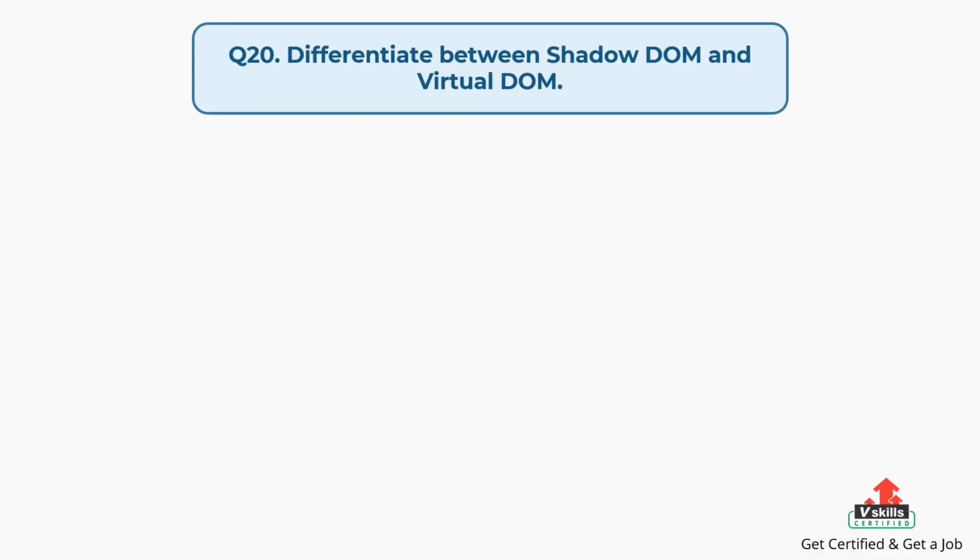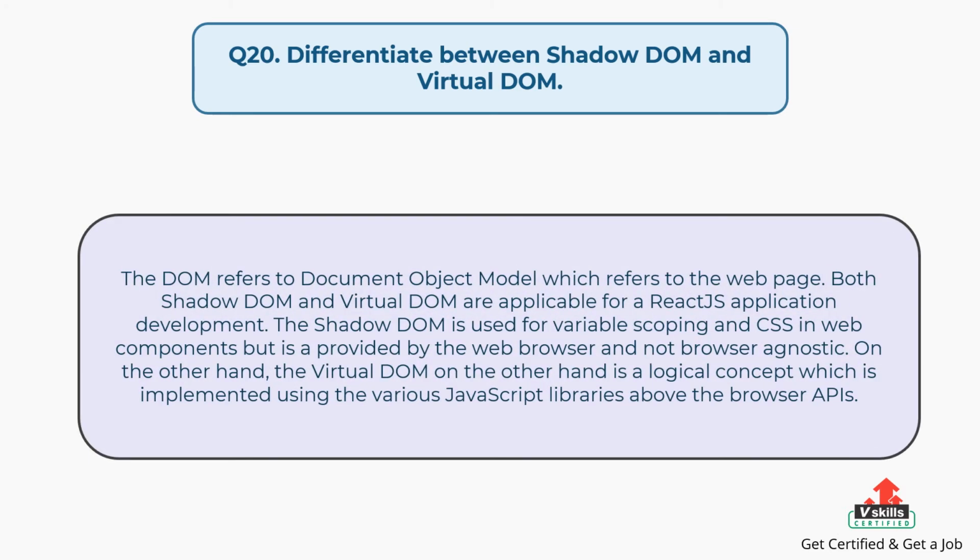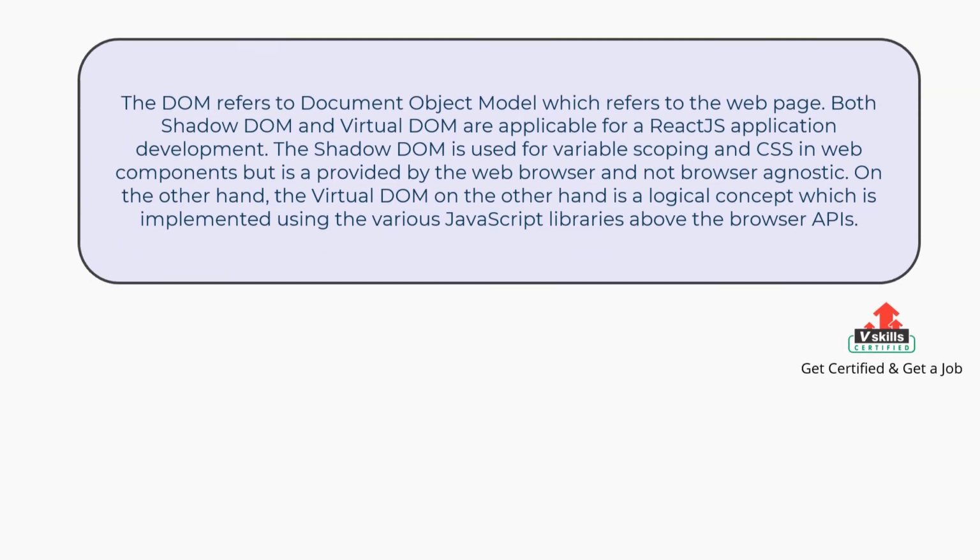Question number 20. Differentiate between shadow DOM and virtual DOM. The answer is, the DOM refers to the document object model, which refers to the web page. Both shadow DOM and virtual DOM are applicable for ReactJS application development. The shadow DOM is used for variable scoping and CSS in web components but is provided by the web browser and is not browser agnostic. On the other hand, the virtual DOM is a logical concept which is implemented using various JavaScript libraries above the browser APIs.